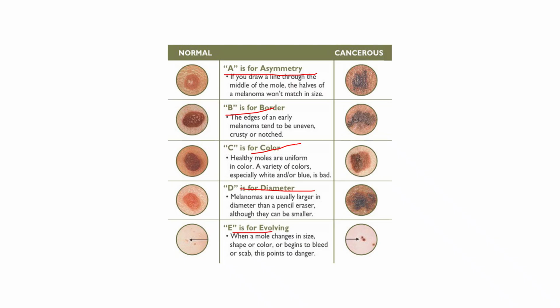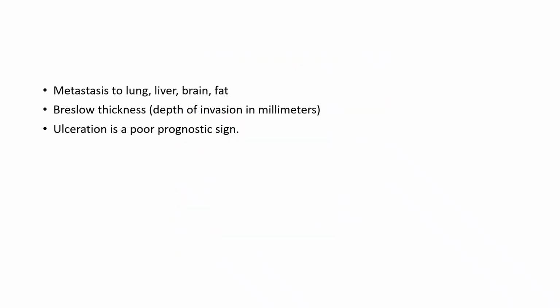And E is for evolving. The lesion keeps on evolving. There is change in size, change in color, change in the border. That is called evolving. So: asymmetry, irregular border, different colors, diameter, and evolving lesion. And it can metastasize to the lung, the liver, the brain, and the bone.